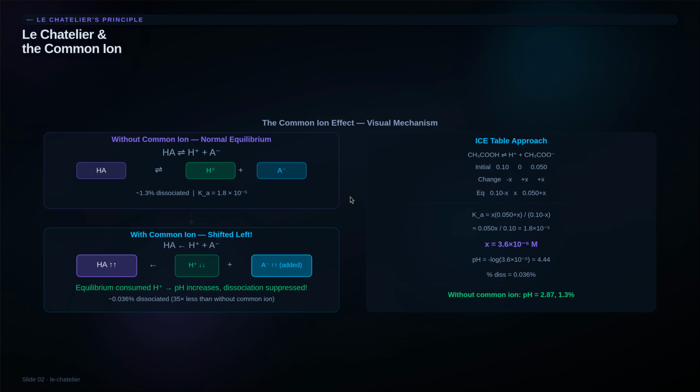To relieve this stress, the equilibrium shifts to the left, consuming some of the excess A- by recombining it with H3O+ to form undissociated HA. The result is a decrease in H3O+ concentration and therefore an increase in pH. The weak acid becomes even less dissociated. The term common ion refers to the ion shared by both the weak electrolyte and the added salt.